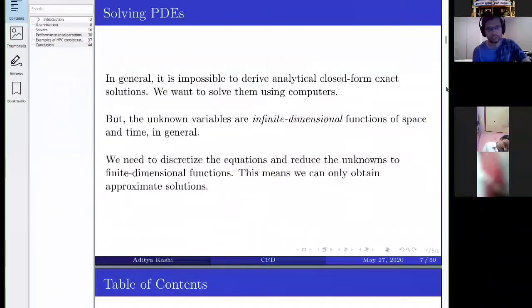So solving PDEs. In general, it is quite different, because of these unknown variables here and the v here, as well as the 2 infinite dimensional function spaces. So that essentially means that you would need an infinite amount of memory and computations to actually compute an exact solution. So we give up on computing exact solutions, and we discretize the equations and reduce them to finite dimensional unknowns, and then we obtain approximate solutions.